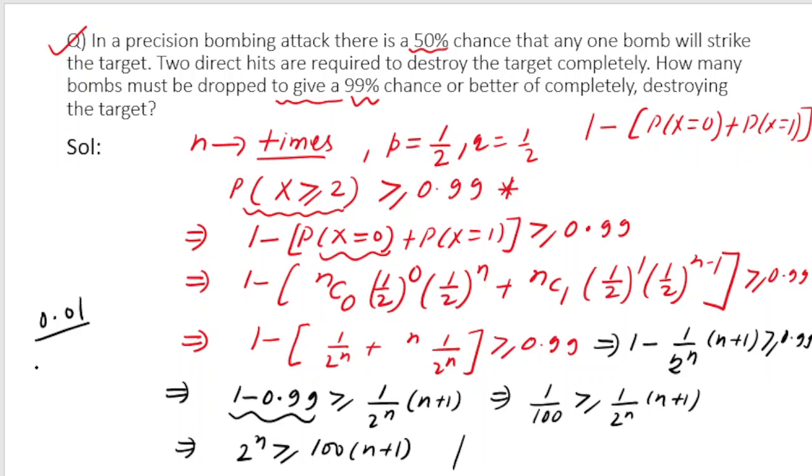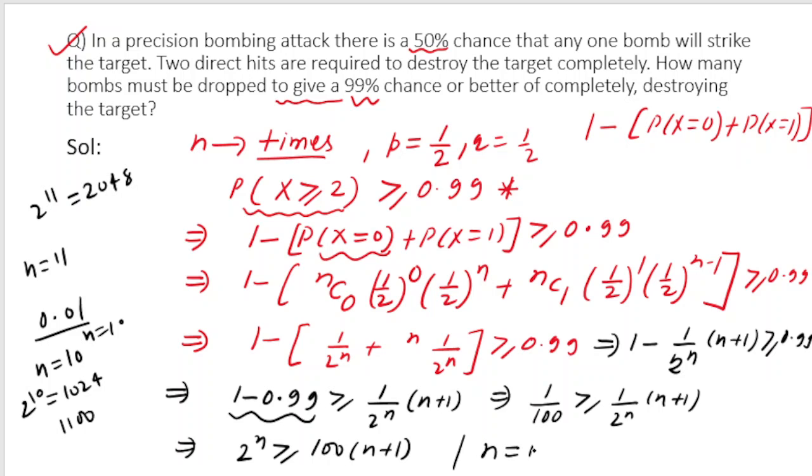So if you take n is equal to 10, you will get 2 to the power 10, which is equal to 1024. And here if you take 10, 10 plus 1 is 11, so that is equal to 1100. So for n is equal to 10 it is not satisfied, because it is 1024 and it is 1100. But if I take n is equal to 11, I will get 2 to the power 11, which is equal to 2048. And here 11 plus 1 is 12, so 1200. So this will give me n is equal to 11.